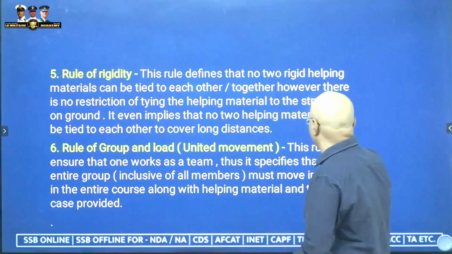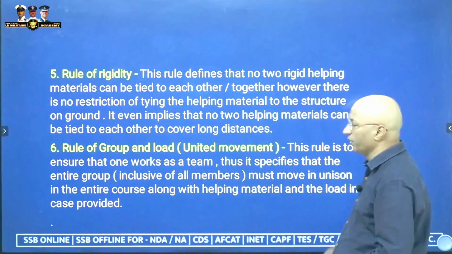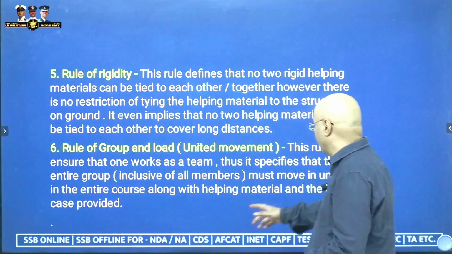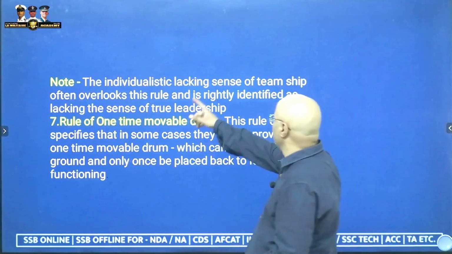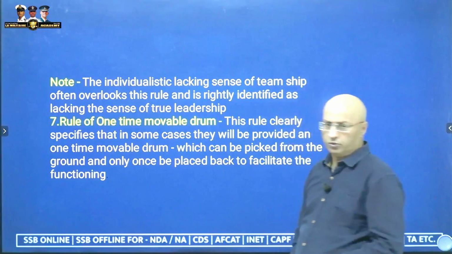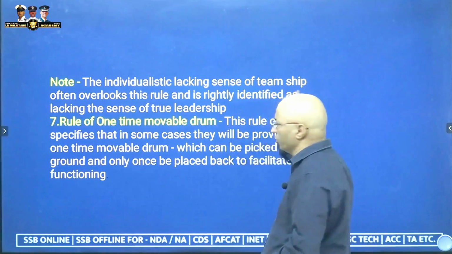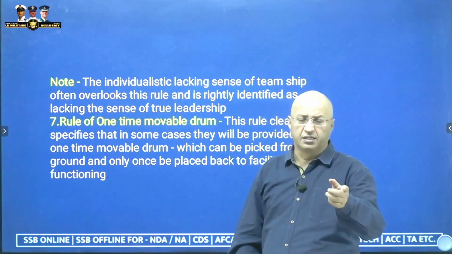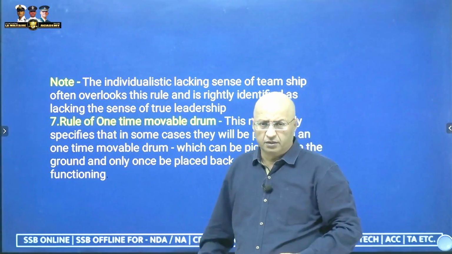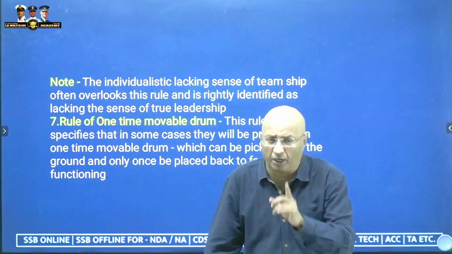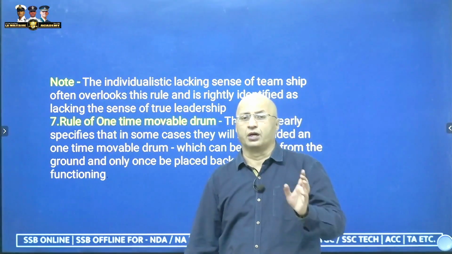So the role of group and united movement is that one works as a team, that the entire group must move in unison in the entire course along with helping material and load. The individualistic person lacking a sense of teamship often overlooks this rule. He just bothers about himself, and that is identified. The officer is seeing that he is solving and going forward. What about others? The progressive group task is not about one person solving the thing. It is about the group solving and going across.